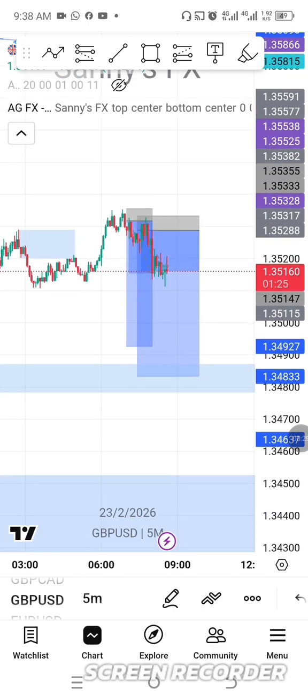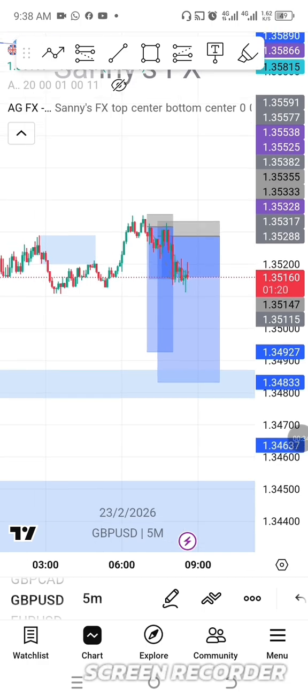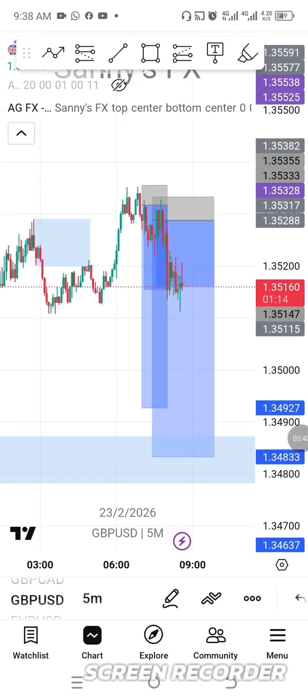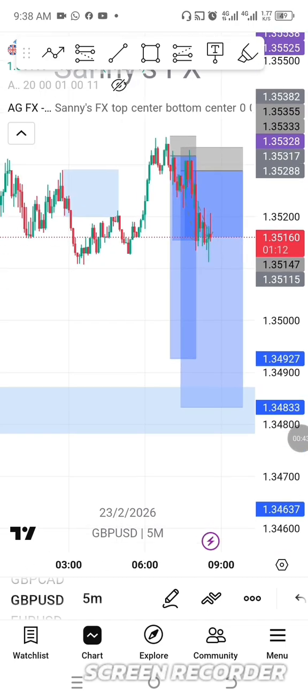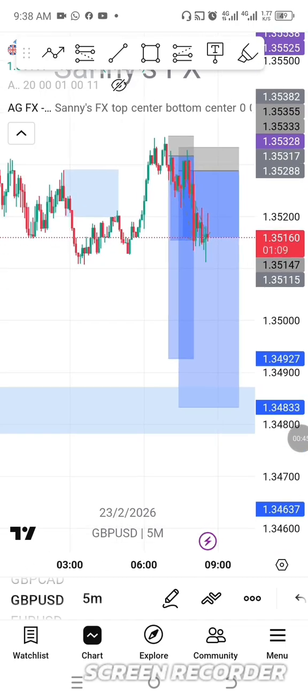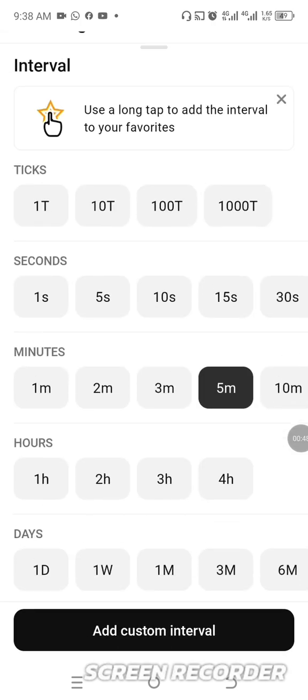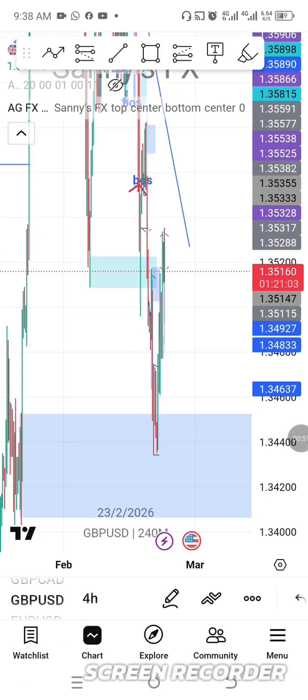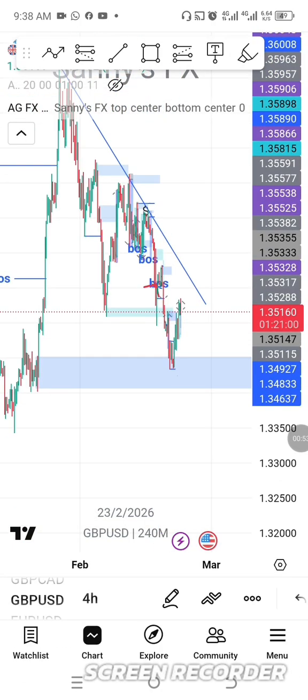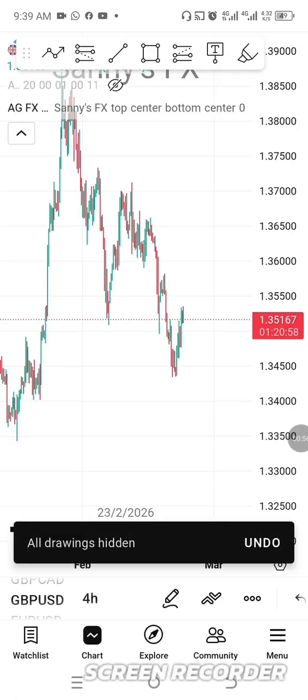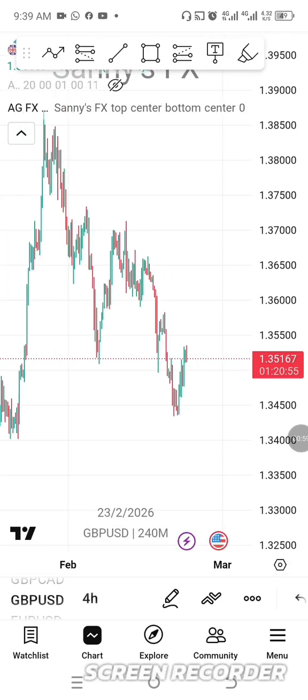I'll be showing you how you can also analyze using SMC market structure and to give you the direct entry of how you can take trades like this also. So let me start with the 1 hour time frame or the 4 hours time frame to give you a general idea of where the direction of the market is going. So I'll hide these drawings first.